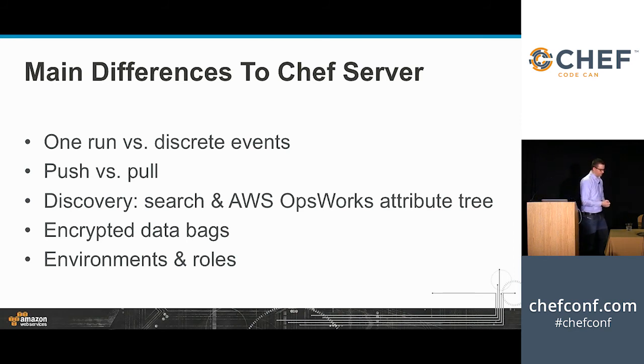Something that is a little bit different is the node discovery. We have search, like I said, for everything that is server-based or information that we have in the backend. We also have this attribute tree, this stack state that I introduced. But what we're missing is access to dynamically generated data. It would be interesting to know if this is something that you actually need, or if it's something that is rarely used. Then encrypted data bags, we don't have built-in support for that, but there are the workarounds that I explained.